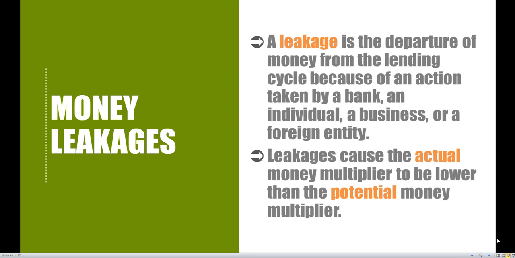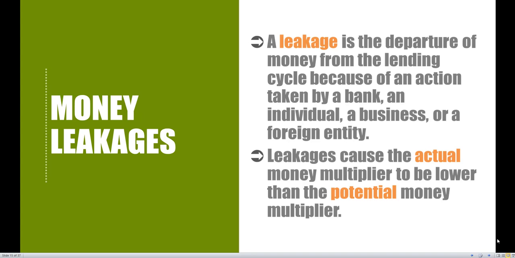And when we account for these leakages, it's going to cause the actual money multiplier to be lower than the potential money multiplier. The actual money multiplier, like the name implies, tells us what we see in reality: how much new money is actually created when a new deposit comes in, once we account for all of these leakages. We want to take a closer look at why these leakages dampen the entire impact of the potential money multiplier.